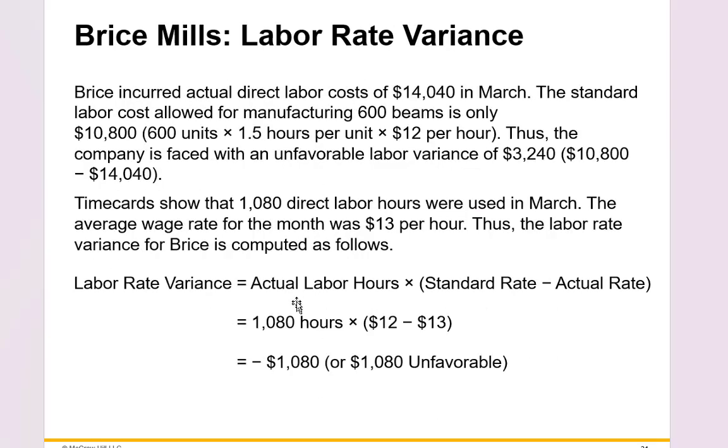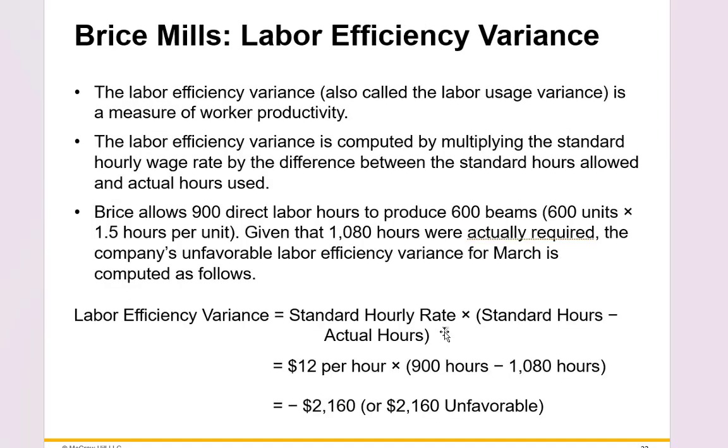But we can see that the actual labor hours we spent was 1,080, and we expected to pay $12, and we actually paid $13. Okay, so we saw how much that was. That was the 1,080 unfavorable. And then we see the labor efficiency variance. We expected to use 900 hours, and we spent 1,080 hours, creating another variance of 2,160 unfavorable. And so you can see both it was more expensive, a higher wage rate, as well as less efficient.